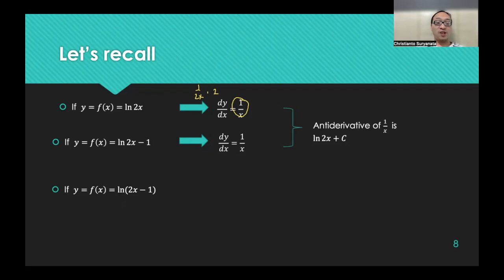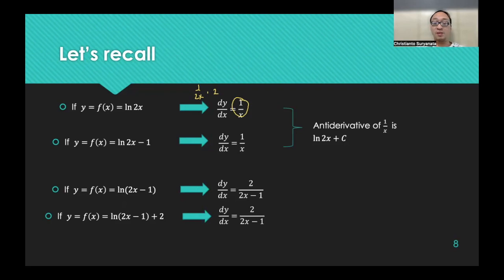And if we have ln(2x minus 1), the derivative will be 2 over 2x minus 1. For y equals ln(2x minus 1) plus 2, the derivative will be the same. And the antiderivative of this is ln(2x minus 1) plus c.